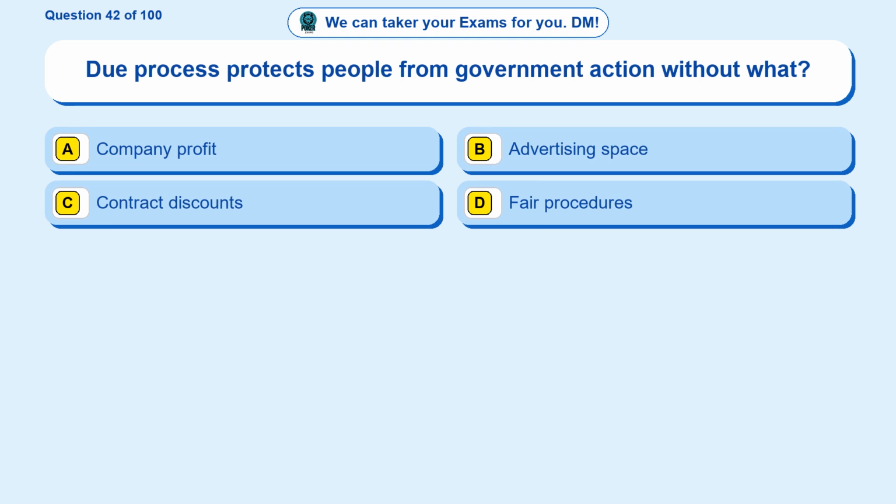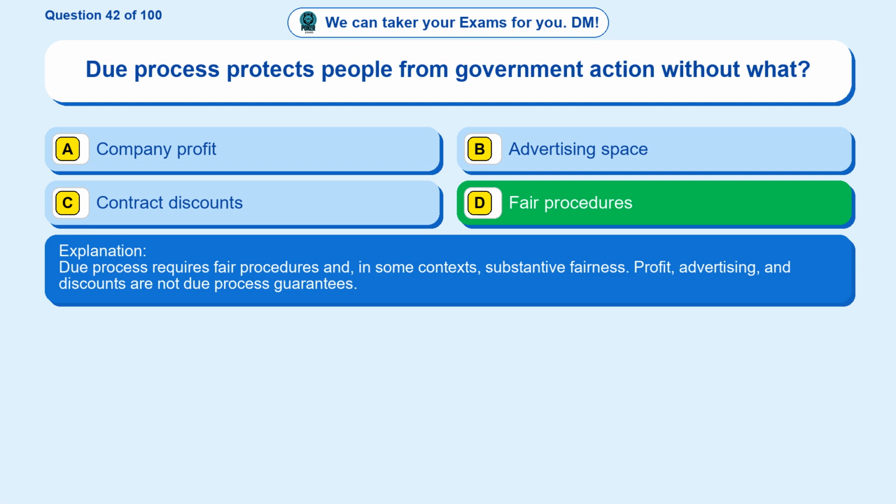Question 42. Due process protects people from government action without what? Option A. Company profit. Option B. Advertising space. Option C. Contract discounts. Option D. Fair procedures. The correct answer is option D. Fair procedures. Due process requires fair procedures and, in some contexts, substantive fairness. Profit, advertising, and discounts are not due process guarantees.